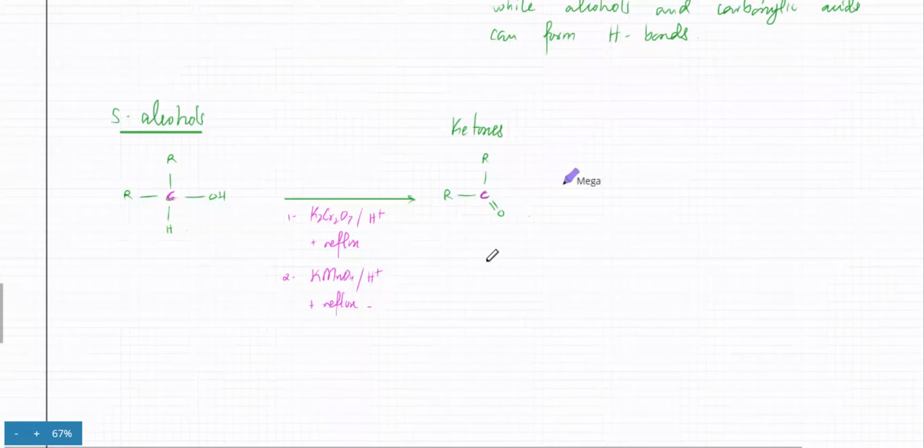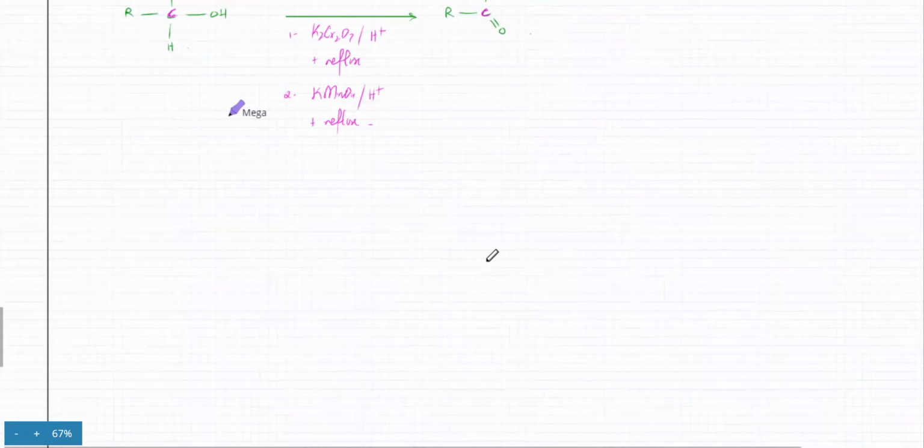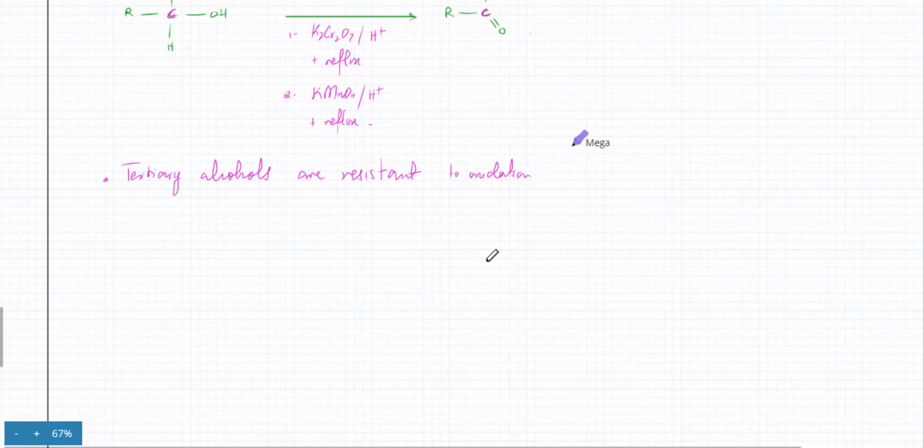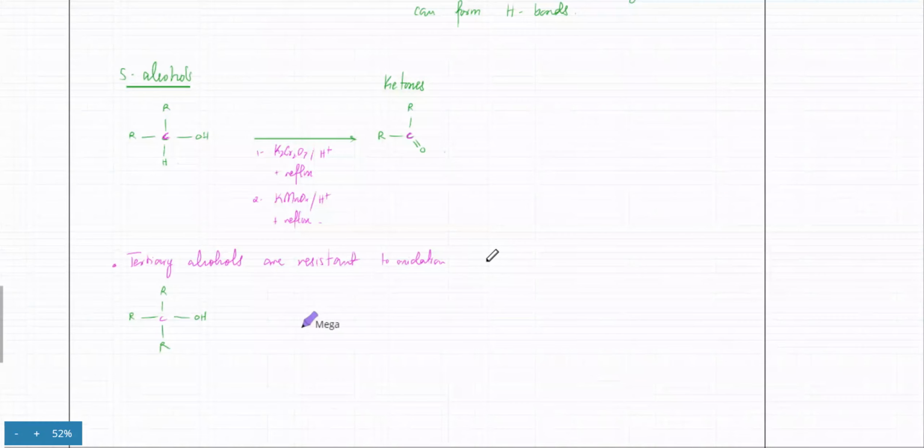And then you have tertiary alcohols. Tertiary alcohols don't undergo any oxidation. They are resistant to oxidation. What's a tertiary alcohol? It's a carbon with an OH, and on all sides there are carbon chains. So there would be no hydrogen attached to it. So that is what a tertiary alcohol is. So no oxidation for tertiary alcohols.